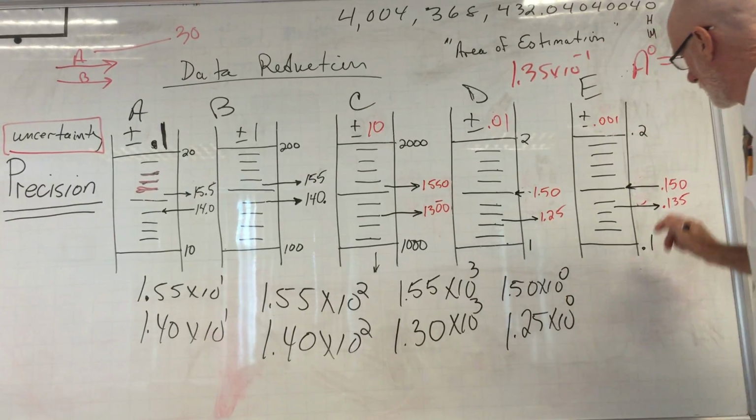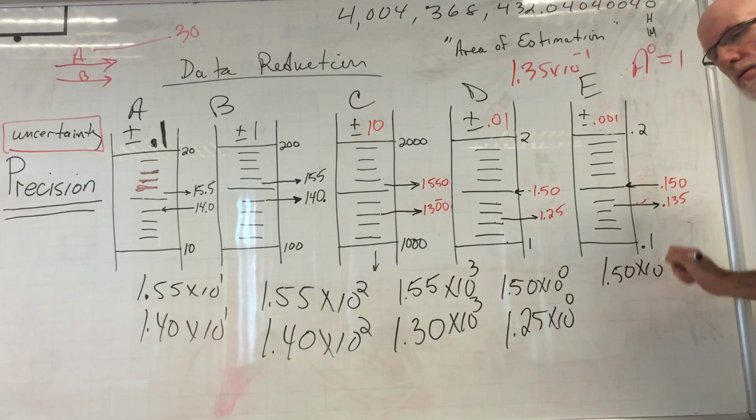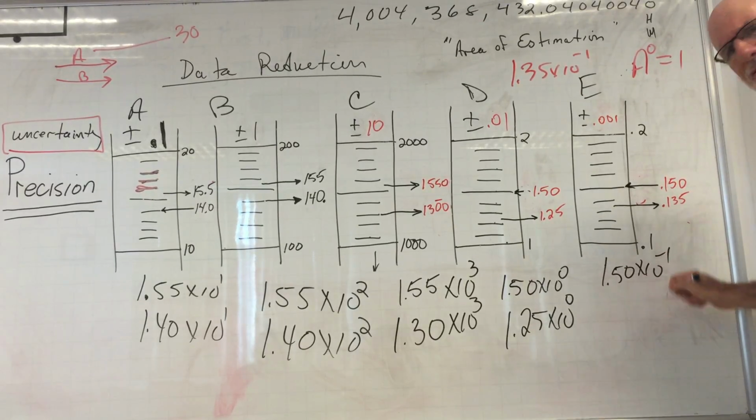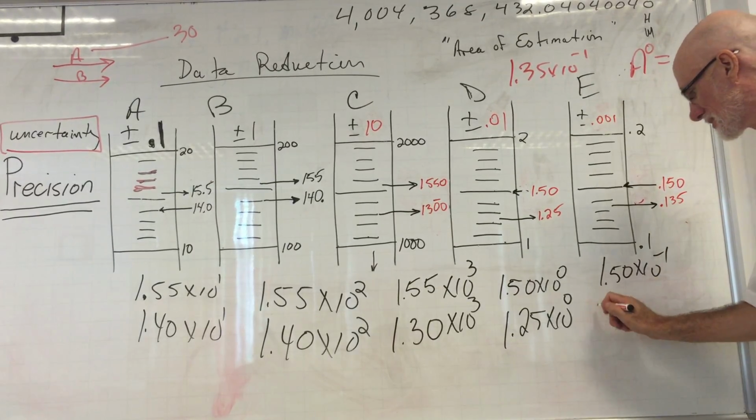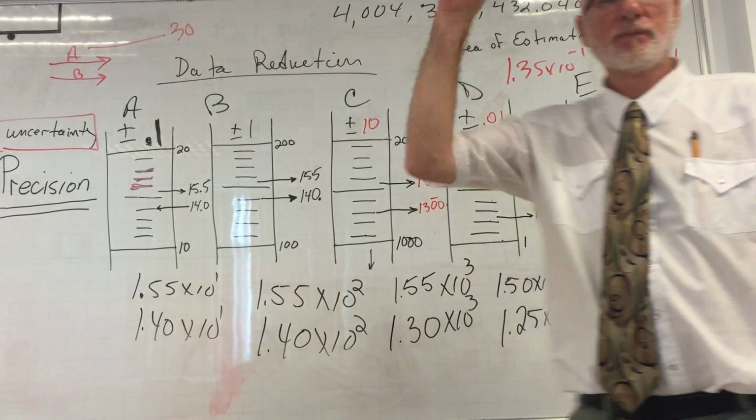10 to the 0. Good. And what about this? Negative 1. Negative 1. Very good, guys. And what about this? Negative 1. Negative. We're off.